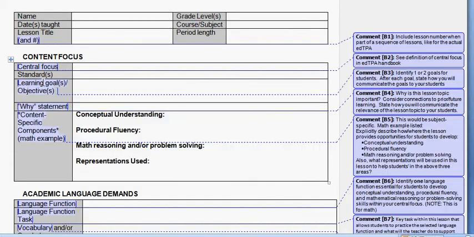Next up is the learning goals or objectives. So if we just read the comment over here, you want to identify 1 or 2 goals for students, and after each goal you want to state how you will communicate the goals to your students.